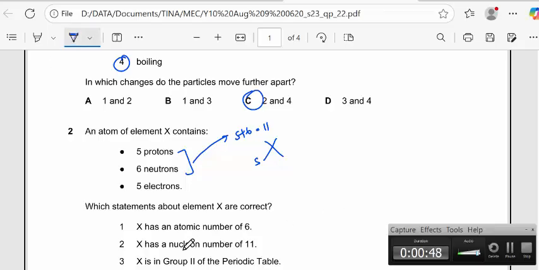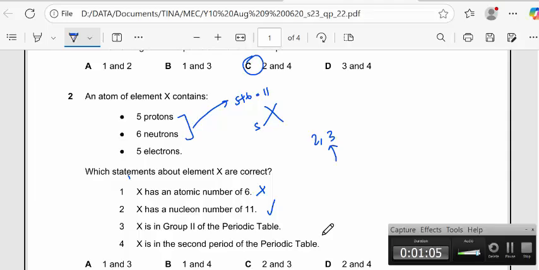Which statement about X is correct? X has an atomic number of 6? No, it's 5. Has a nucleon number of 11? Yes. In group 2, with electron arrangement 2, 3? No, it's group 3. Second period. Yes, correct. So the answer is 2 and 4.